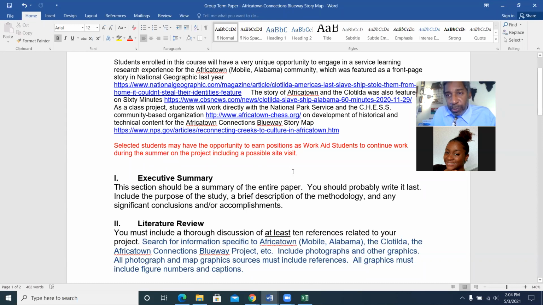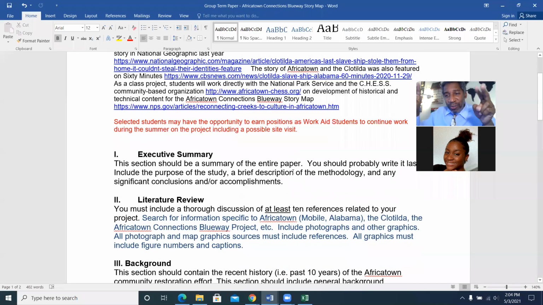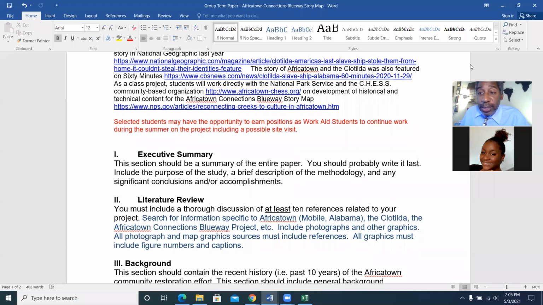Because it's actually a service learning project, you are doing a service. Our motto at TSU is what? Think, work, what? Serve. This is what we do. And so we're going to do a great service to the National Park Service, to the Chess Organization, and to everybody else involved with bringing this history to light. And it's not just about history. It's really about economic development. And this is what we talk about.